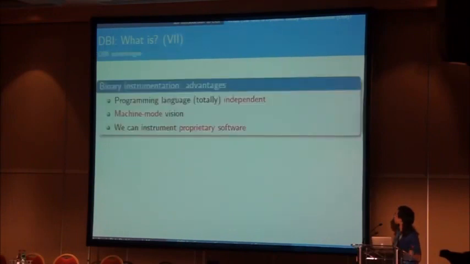Okay. So what are the main advantages of having binary instrumentation? Well, we are totally independent of the programming language of the binary. It doesn't matter if it was compiled with Visual Basic or C++ or whatever. We have a machine-mode vision. This could be an advantage or a disadvantage, it depends if you talk in assembly or not. And we can instrument any kind of software, I mean, your own software or proprietary software.